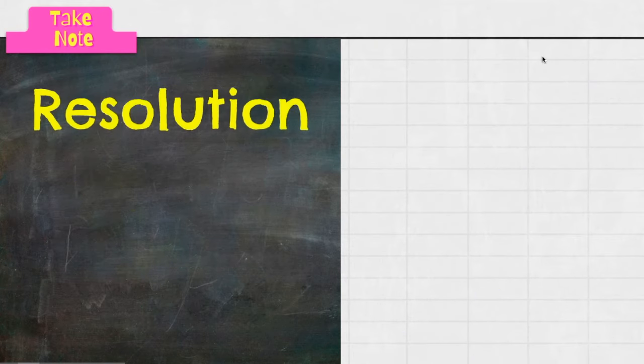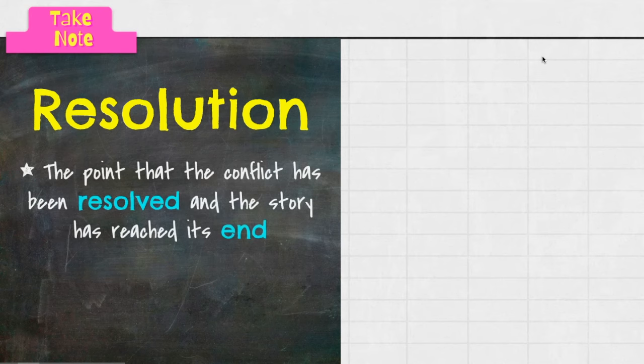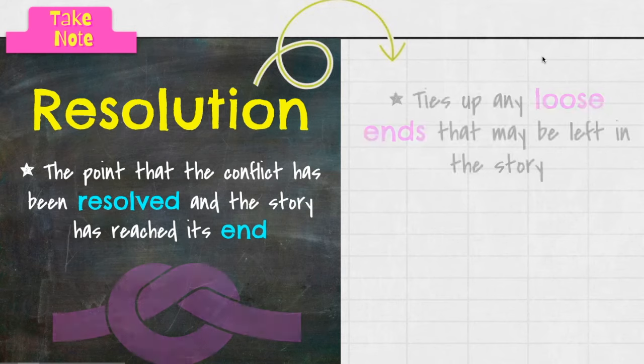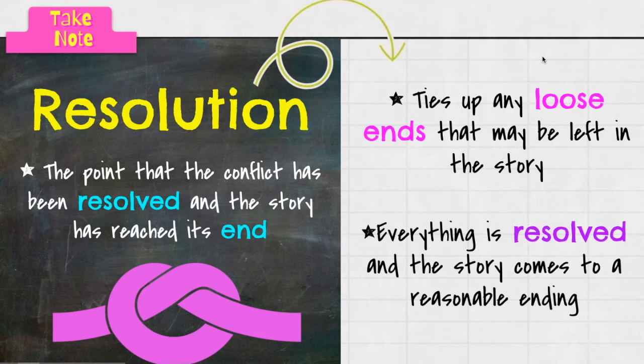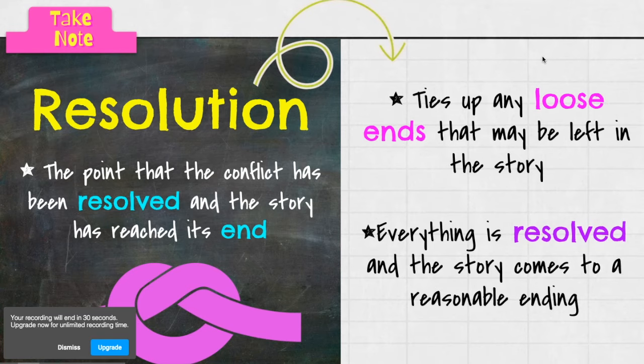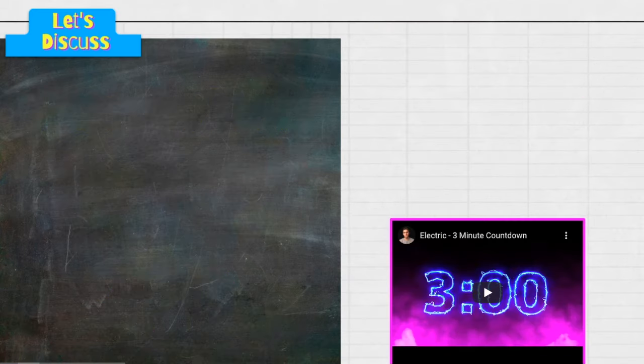And finally, we have the resolution. The resolution is the point that the conflict has been resolved and the story has reached the end. To me, I like to think of it as tying up any loose ends that might be left in the story. Everything is resolved and the story comes to a reasonable ending. It doesn't necessarily have to be a happily ever after, but the conflict has been resolved at the end. Unless you're reading one of those books with a cliffhanger and you're like, oh, I gotta read the next one to figure out how it's resolved. But typically, they're resolved.